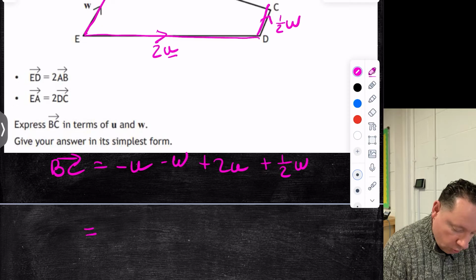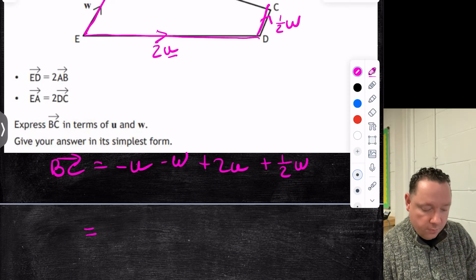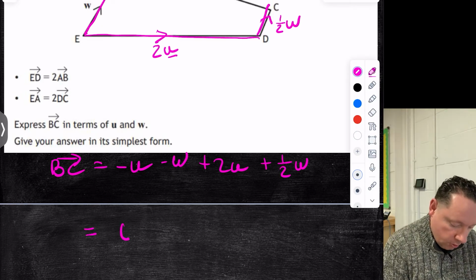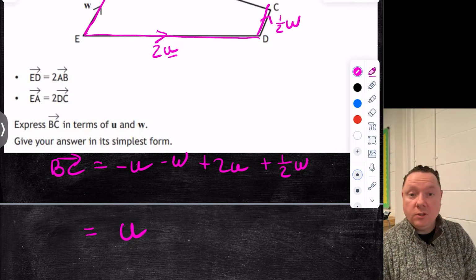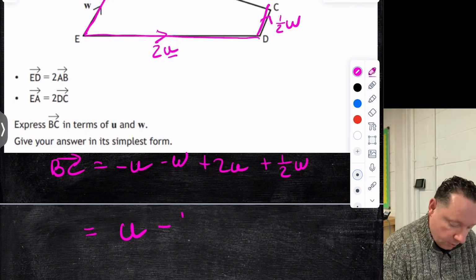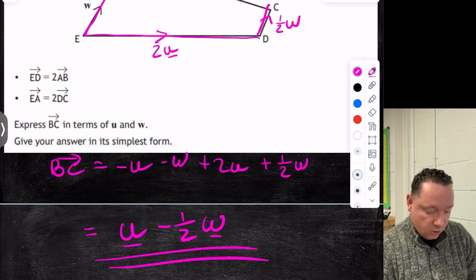Simplifying everything else, the U's go together. Minus 1U plus 2U is just U. And then minus 1W plus a half W is minus a half W. And we're done there. We'll just put little underlines on it because they are vectors.